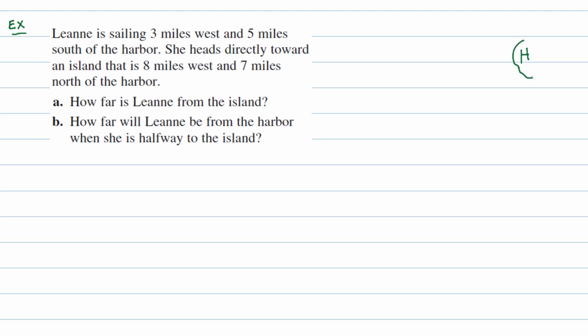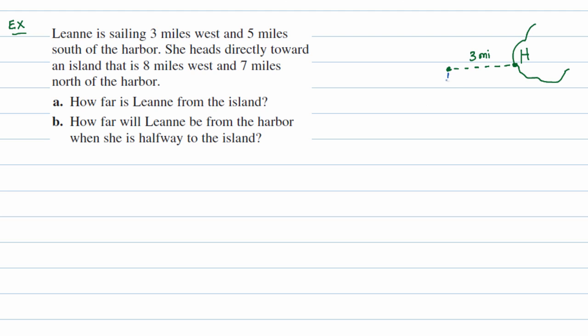I'll call this H. That's the harbor right there. Okay, so there's just some type of peninsula. And from this point on the harbor, she happens to be 3 miles west and 5 miles south. So let me go ahead and go west like 3 steps here. Let's just pretend that's 3 steps right there. So 3 miles. And then she is also 5 miles south.